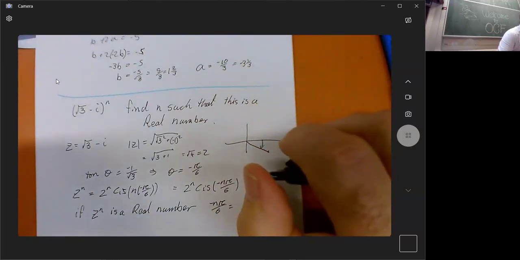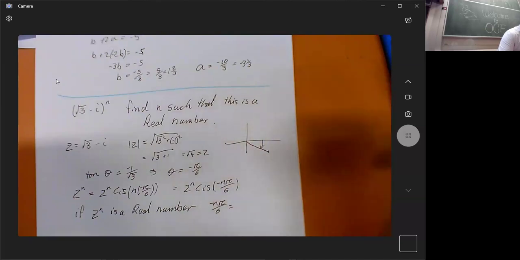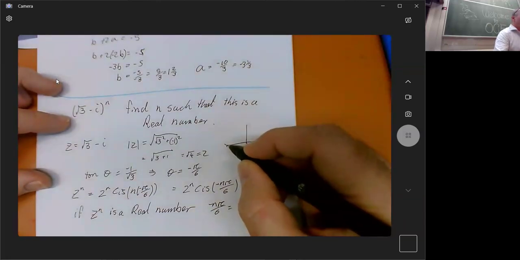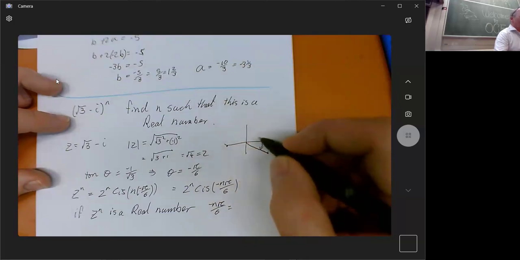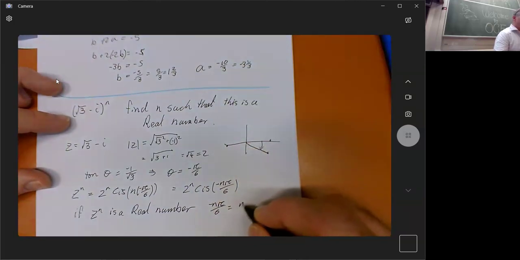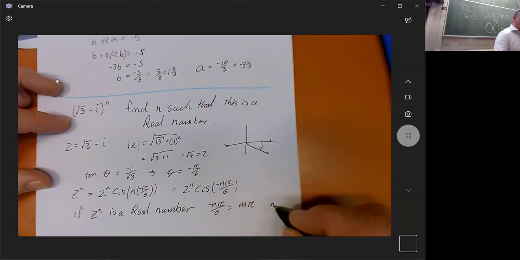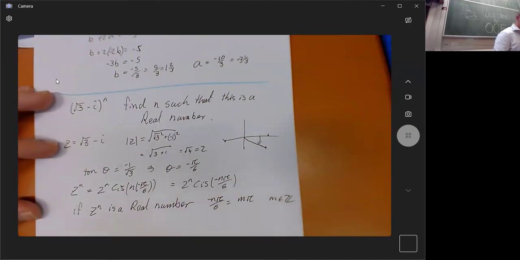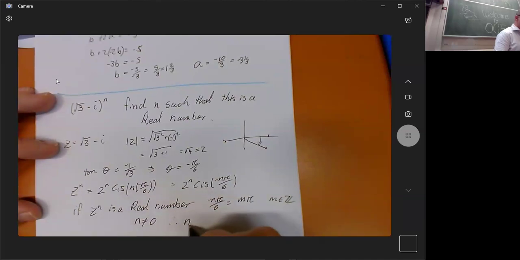Ideally, it's actually a bit of a trick. If we think about what's going to happen, in the first quadrant the angle is 0, here it's pi, here it's 2 pi. It's actually some integer multiple of pi. And so the first n for which this happens, assuming n is not equal to 0, is n equal to 6.